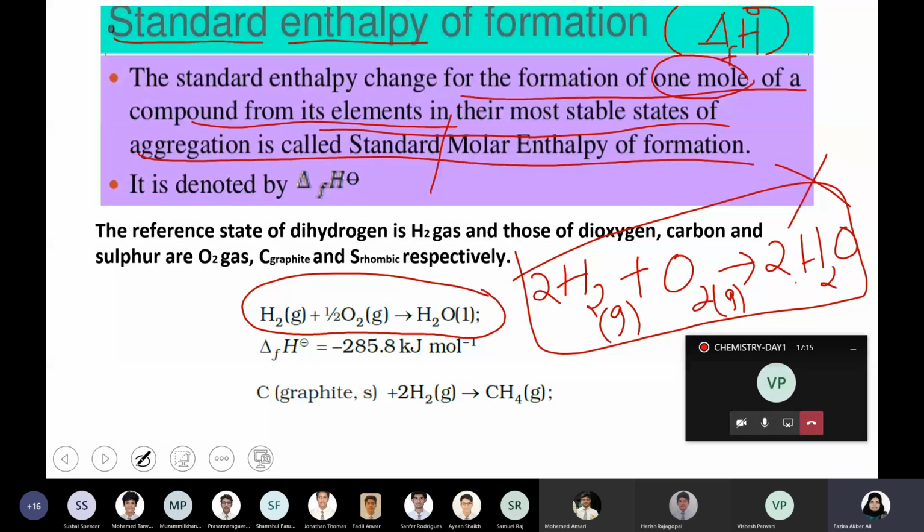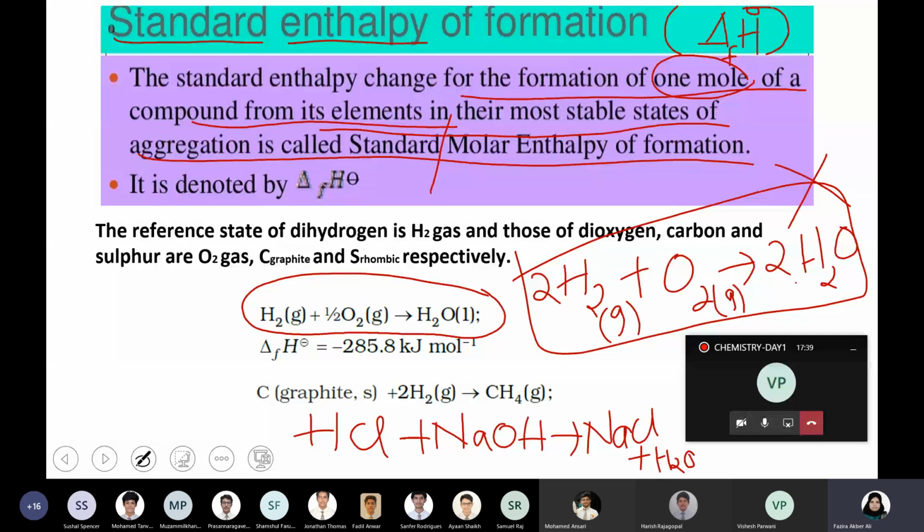So one point to be noted, it is formation of 1 mole of a substance, and secondly it should be from its elements. Say I can prepare H2O from this reaction, HCl plus NaOH, a neutralization happens, so you will be getting NaCl plus H2O. So here also H2O is produced, right? But that is not enthalpy of formation, because here the formation of water is not from its elements. It is by the reaction of HCl and NaOH, 2 different compounds reacting. So this is also not enthalpy of formation.